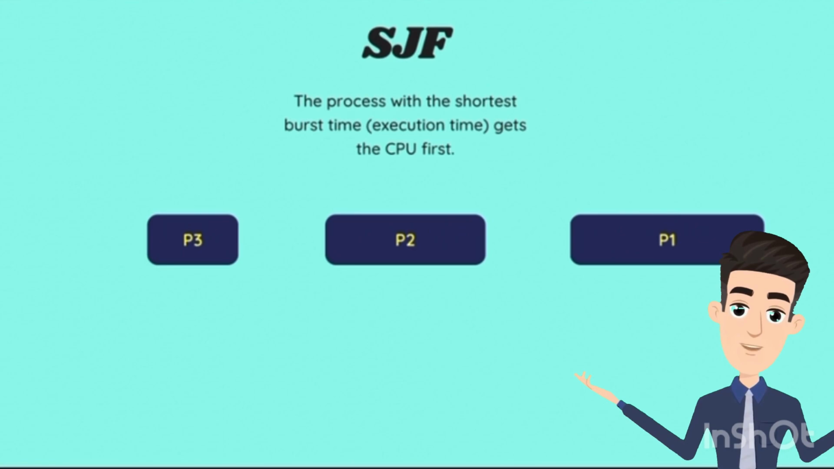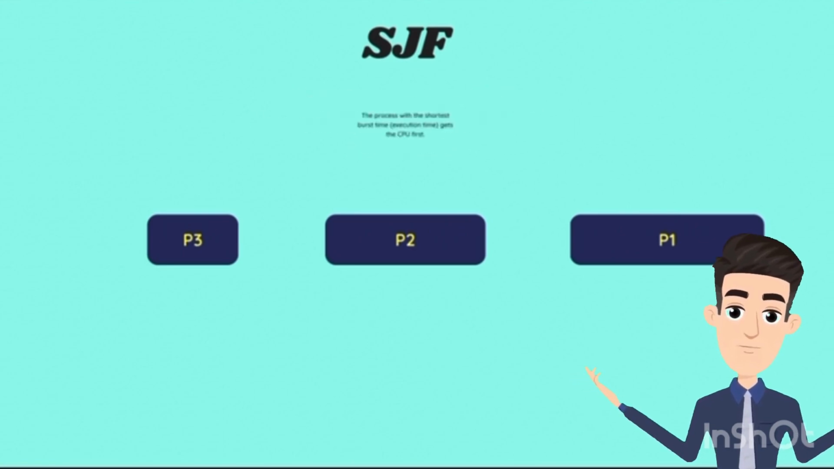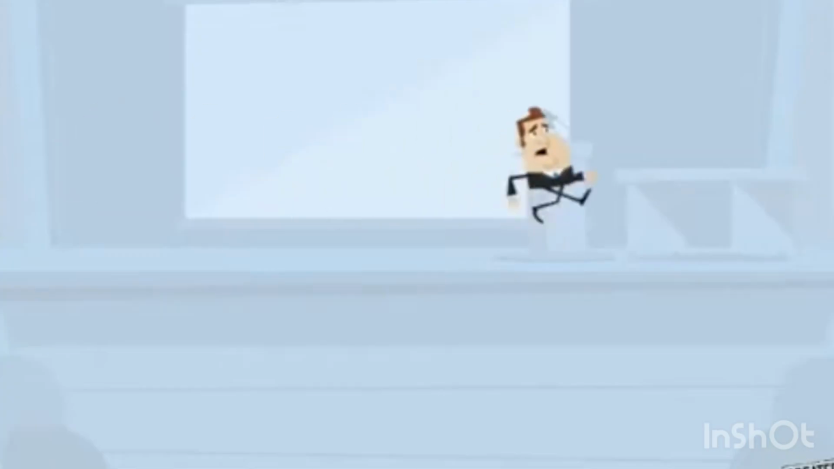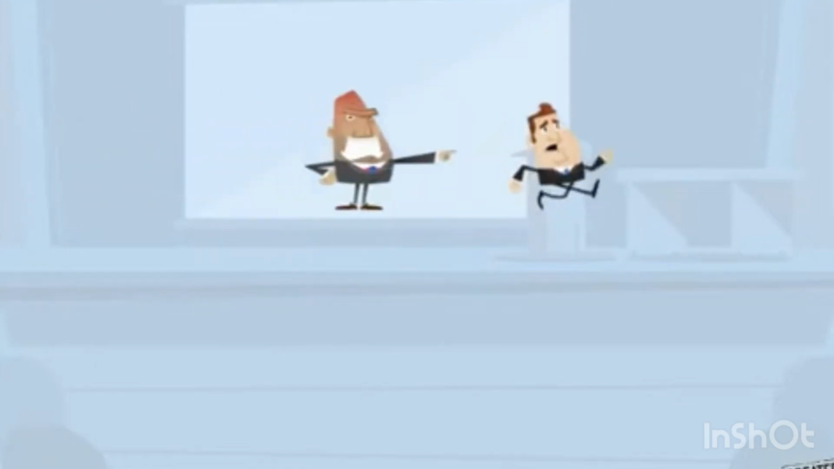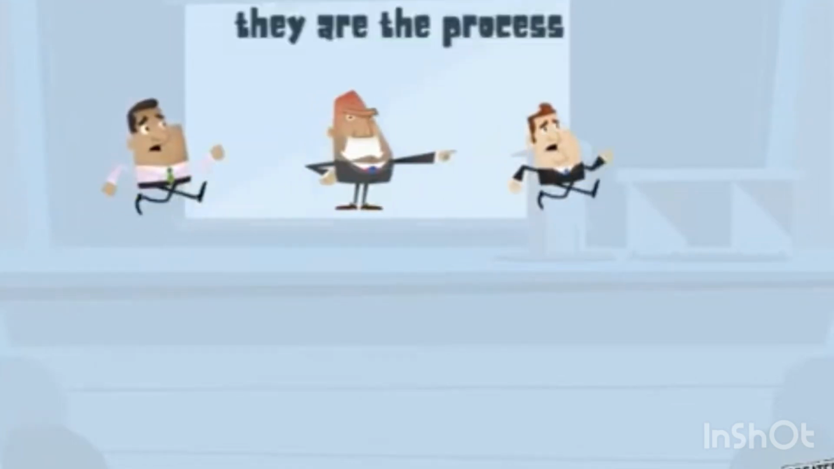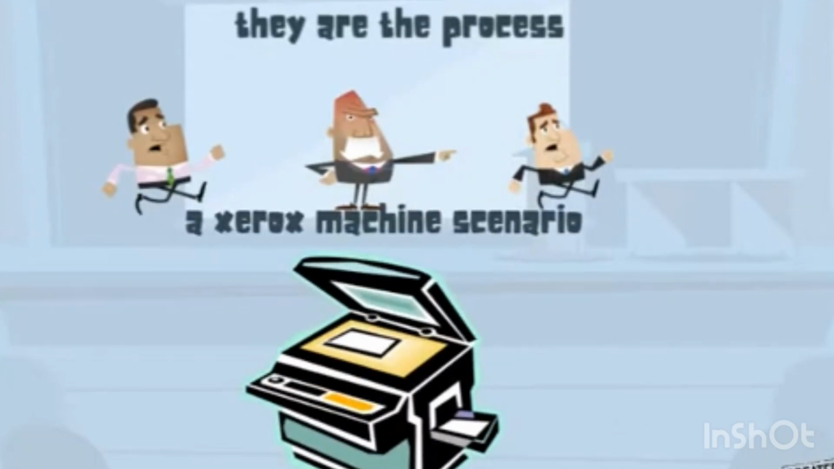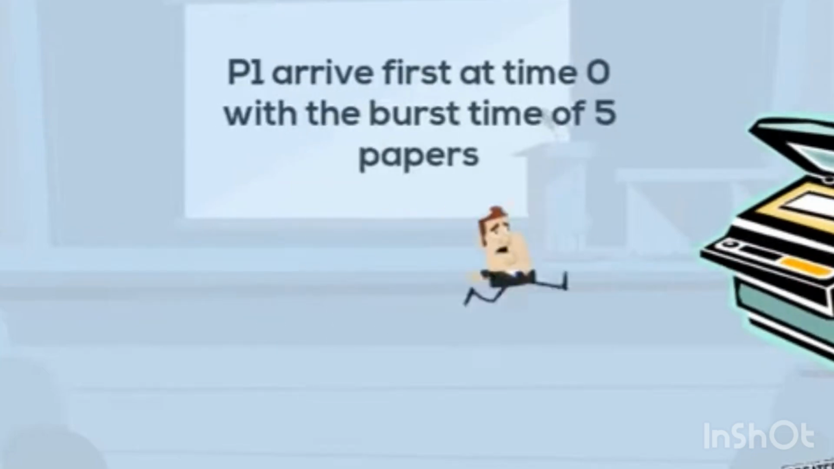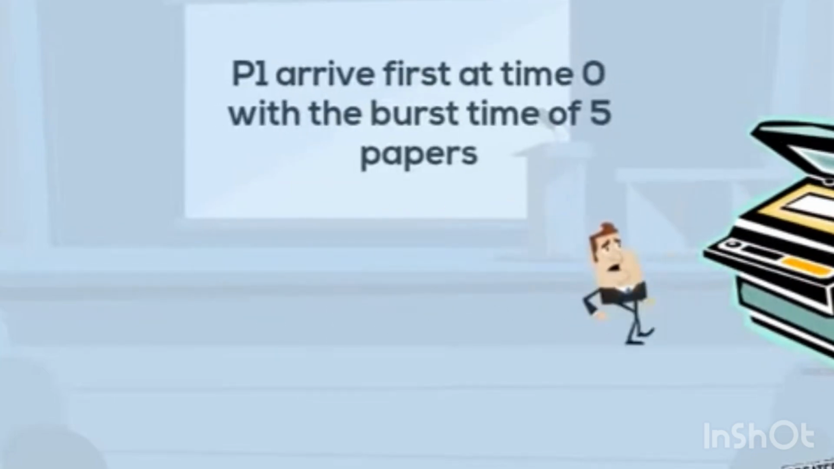Now let's look at another popular CPU scheduling algorithm, shortest job first or SJF. As the name suggests, the process with the shortest burst time or execution time gets the CPU first. This means that among all the processes waiting, the one that will take the least amount of time to finish is chosen to run next. It's like letting the quickest task go first so that things move faster overall.